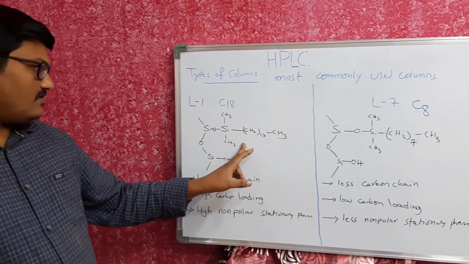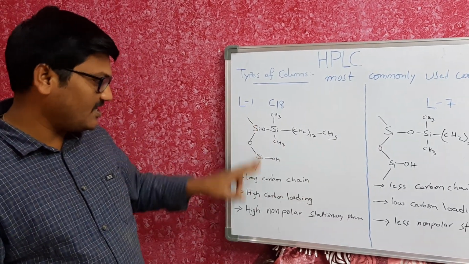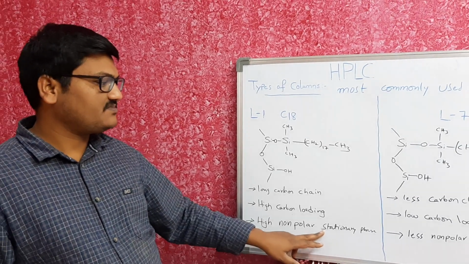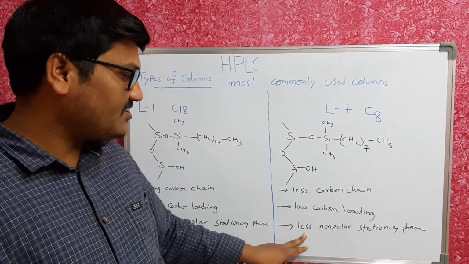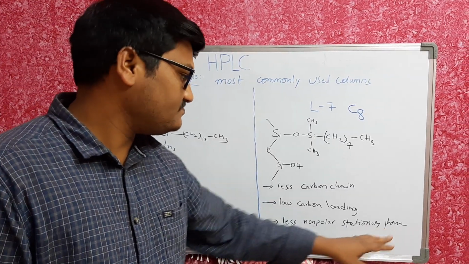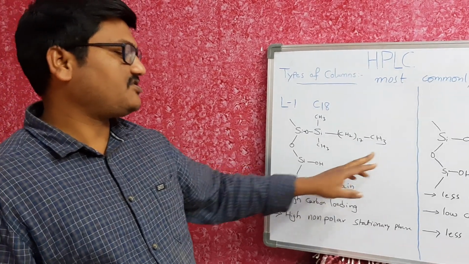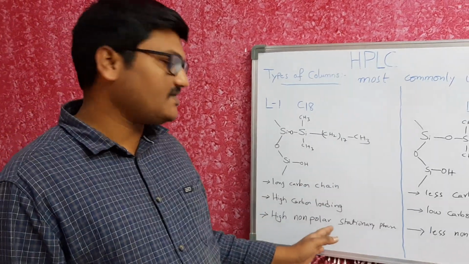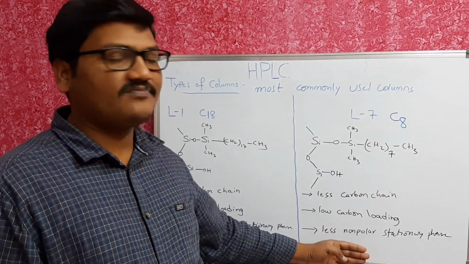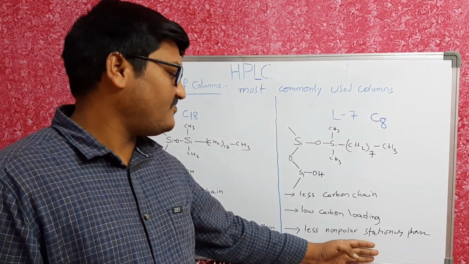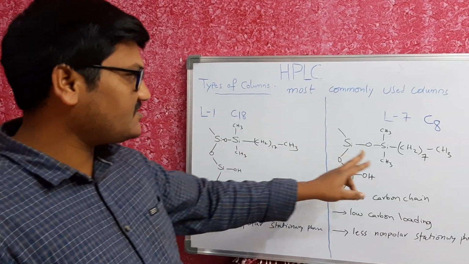Because silicon has a longer chain of carbons, this is a highly nonpolar stationary phase. And it contains 8 carbons only, so it is a less nonpolar stationary phase. As carbon chain increases, the nonpolarity of the column increases. As carbon chain decreases, the nonpolarity of the stationary phase decreases. This is the difference between C18 and C8 columns.